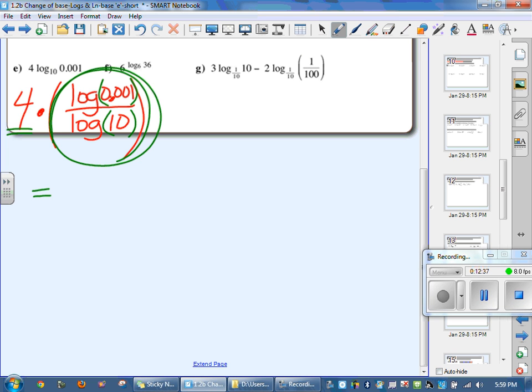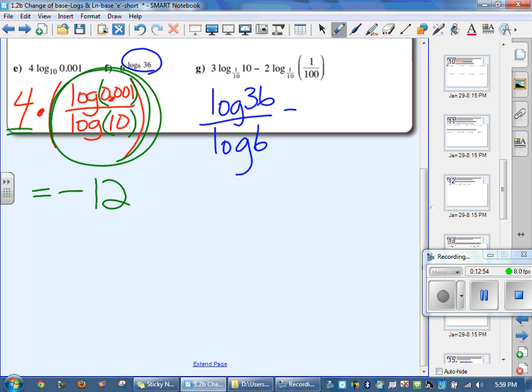Let's take a look at letter F. Again, letter F has an exponent that's in log form. So we're going to solve that exponent and then put the exponent back on the 6. So I've got log 36 divided by log 6. That's going to give me a 2. Now I put that 2 back on the 6, so I end up with 6 squared. My full answer for F will give me 36. Check your work.